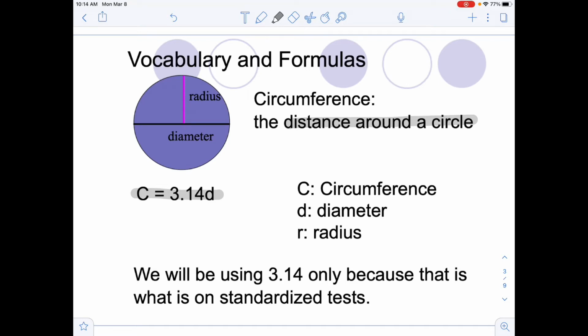Circumference is that distance around the circle. 3.14 is pi, and diameter is the distance across the circle, which is different from radius. Radius is just from the outside of the circle to the center. So diameter is 2 times the radius. Radius is half of the diameter. That's going to help us out.